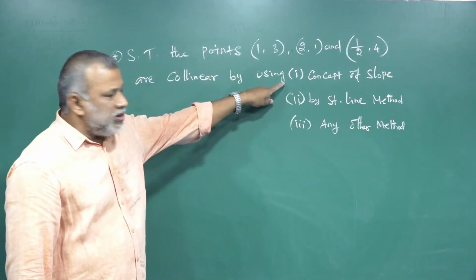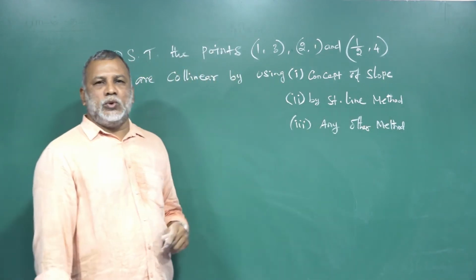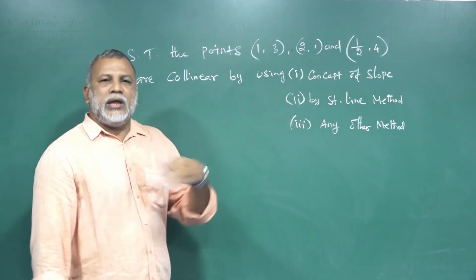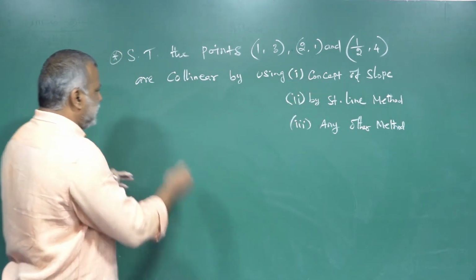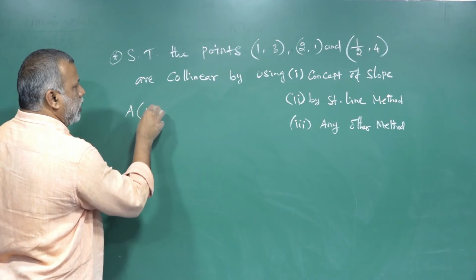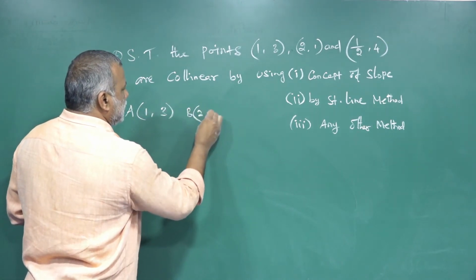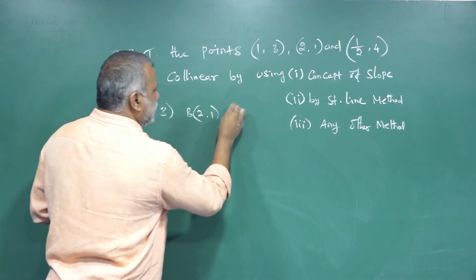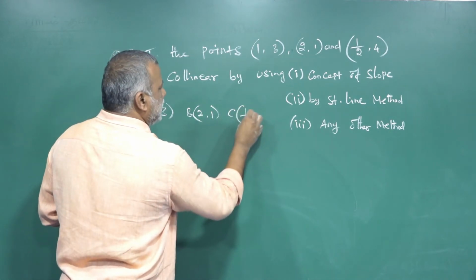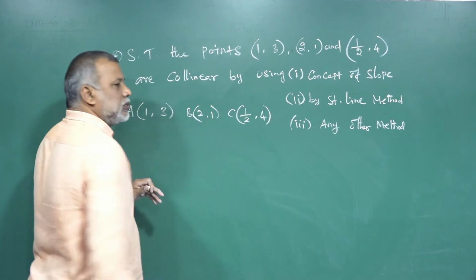Now the first logic we already discussed, concept of slope. So that is what you are able to do. Now listen, take the points A, 1, 3. Then take the point B as 2, 1. Then C, what is the value of C here? 1 by 2, 4.